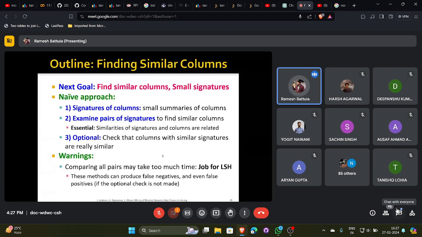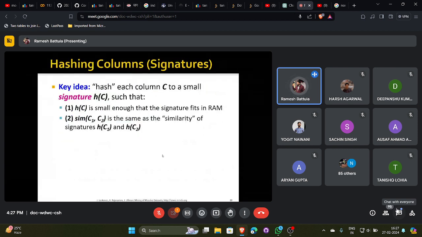While doing this, comparing all pairs may take too much time, so you need to use locality sensitive hashing. Those methods can produce false negatives and false positives, which we will discuss in this particular discussion. So we are going to understand about the signatures.